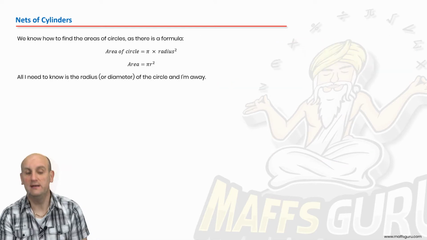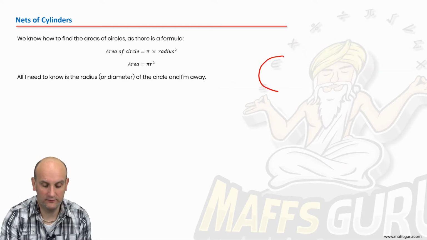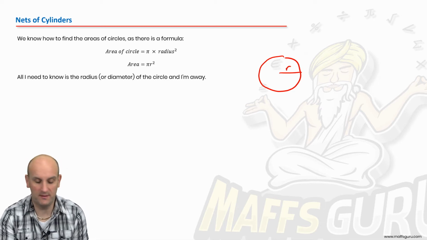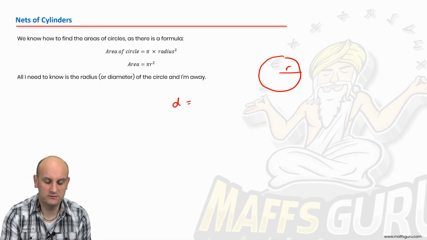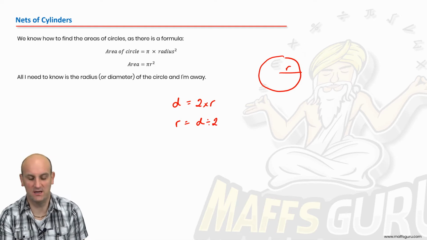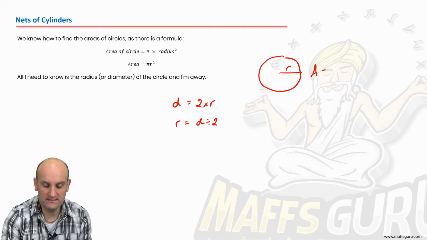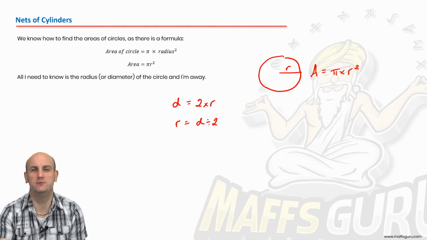Now, we know how to find the area of circles. Here is a circle. We need to know a radius. They can give us a diameter. Remember, our diameter is equal to 2 times the radius, or my radius is equal to diameter divided by 2. So if they're given the diameter, just halve it. And to find the area of this, as we say, we do pi times radius squared. These formulas should be in your summary book.